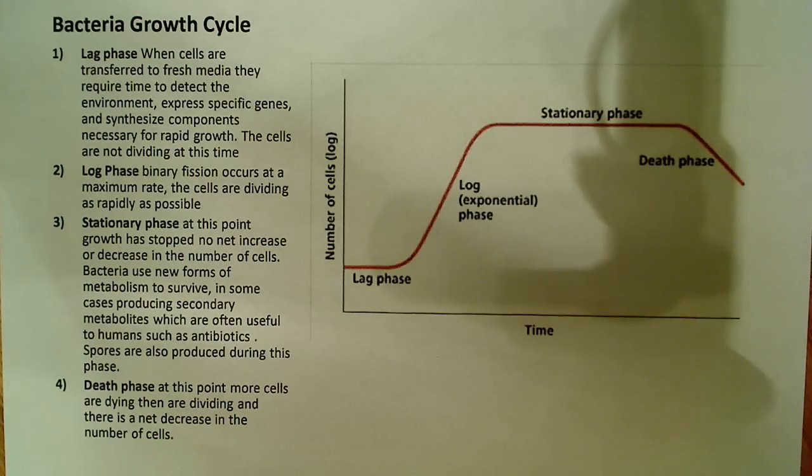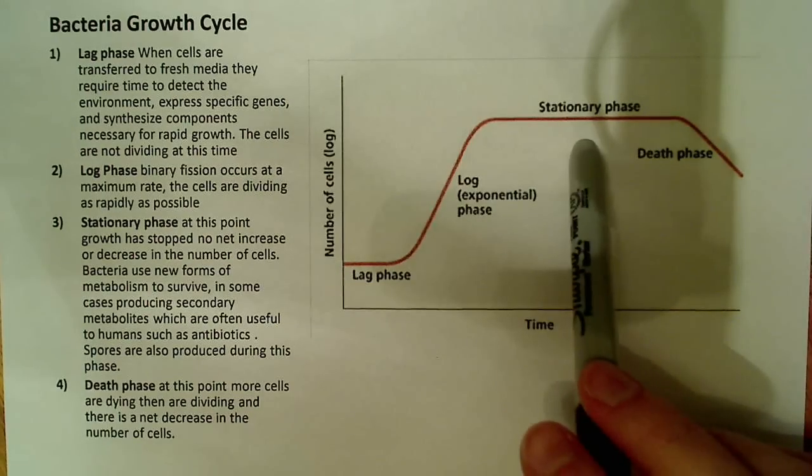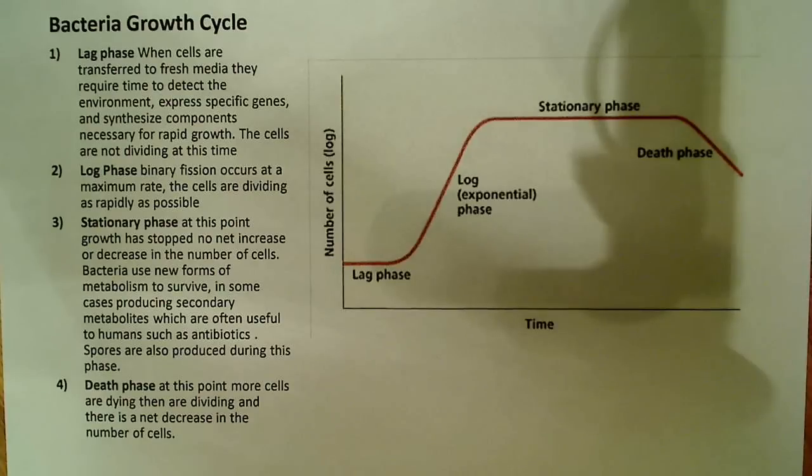Alright, so I want to talk about the bacteria growth cycle. The bacterial growth, or in many cases, the bacterial growth curve, has basically four phases: a lag phase, a log or exponential phase, a stationary phase, and a death phase. Okay, so the lag phase is when the cells are transferred to a fresh medium.